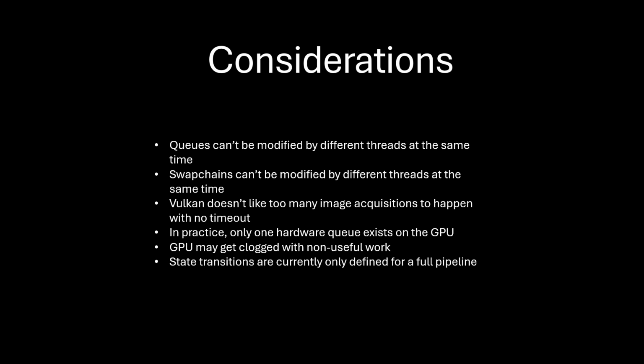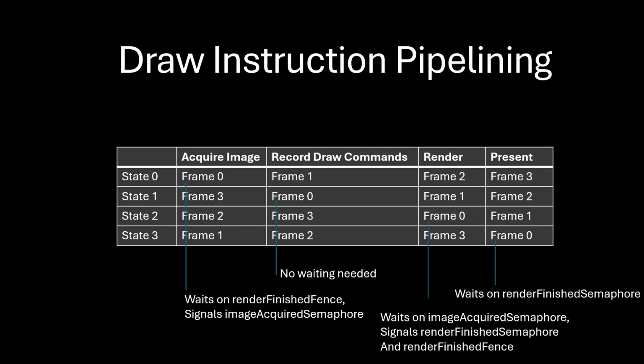Emphasis on the may. May or may not. I don't know. Okay. State transitions are currently only defined for a full pipeline. So all these states that I've got here are totally fine if everything's all queued up at the appropriate stage. But the way I got around that was a little bit hacky. I simply put in a bunch of dummy operations to spin each of these frames up to the stage that they should be, if that makes sense.